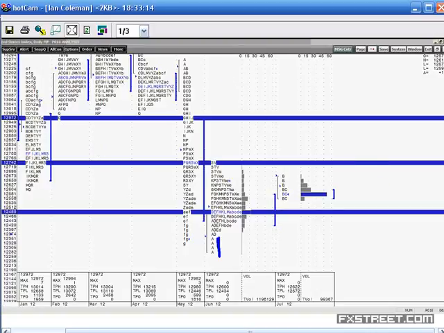I think we need to do far more webinars on market profile. Let's just remove these horizontal lines.